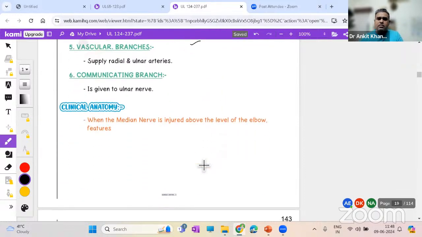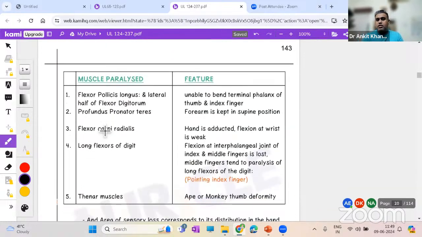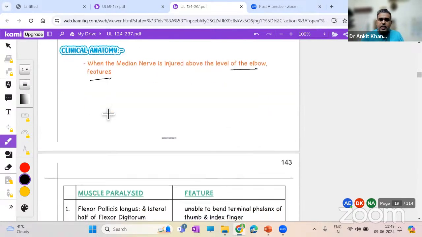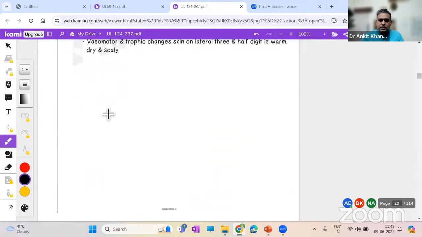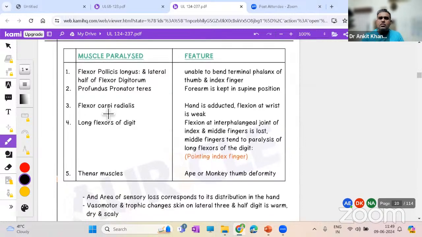Clinicals: when the median nerve is injured above the level of the elbow, the nerve injury features are very important over here. You can just go through them. So when it is injured at the level of the elbow, these features are seen, and subsequently carpal tunnel will be at the level of the wrist. See what's going to happen.